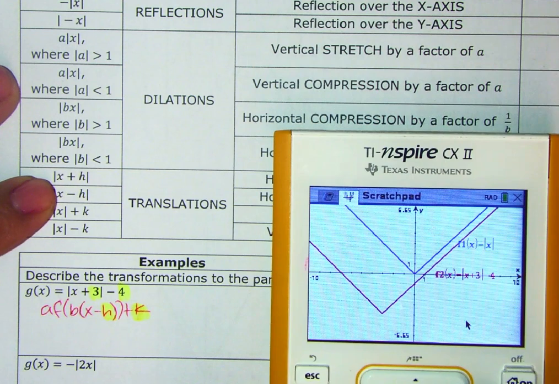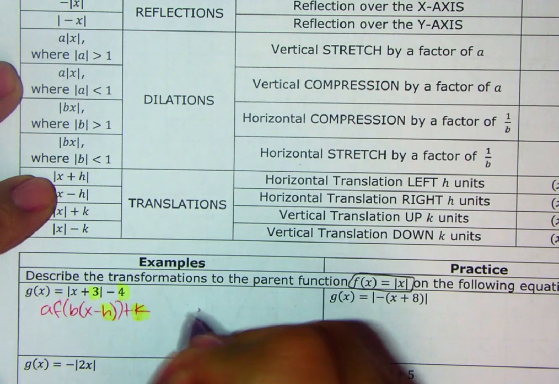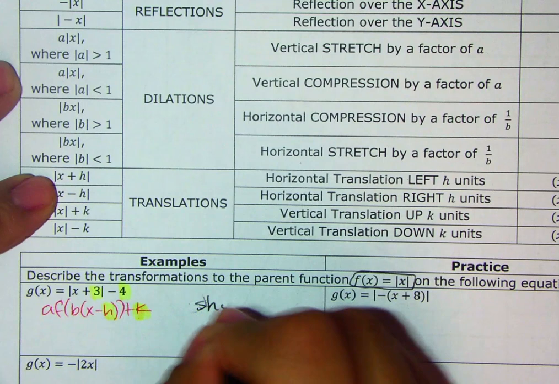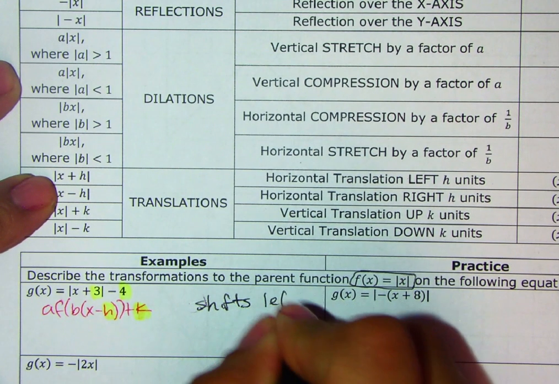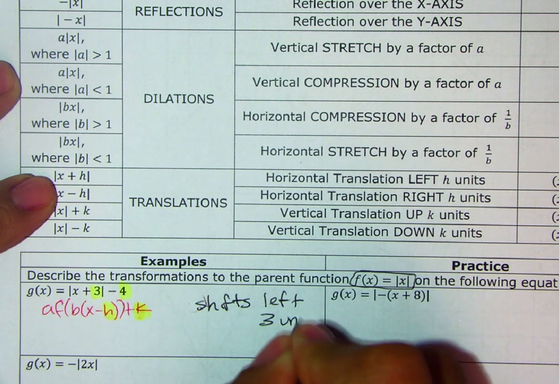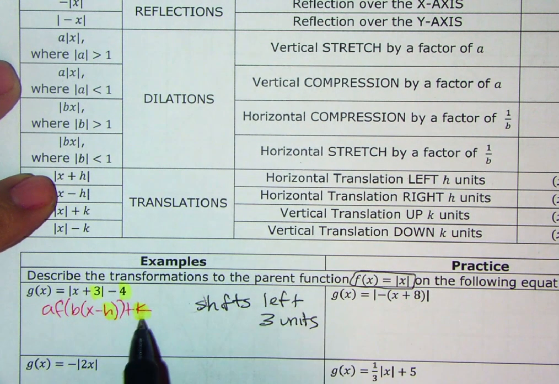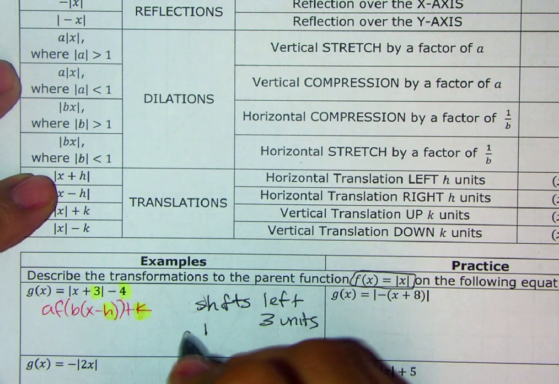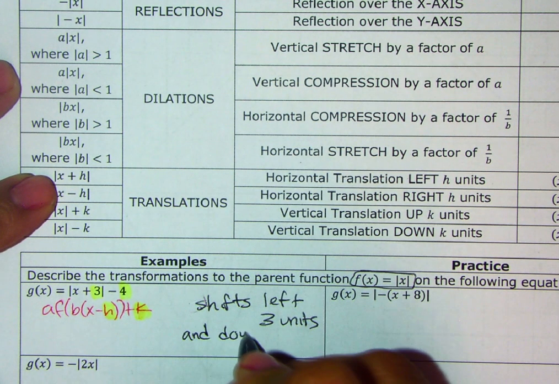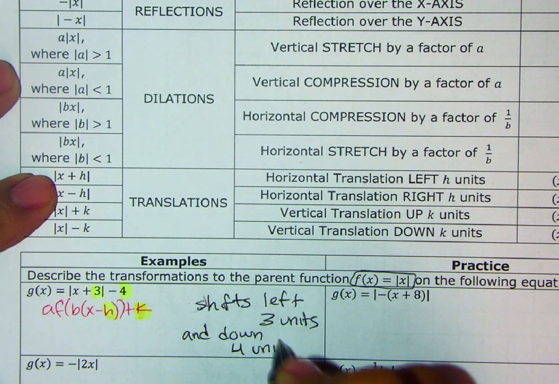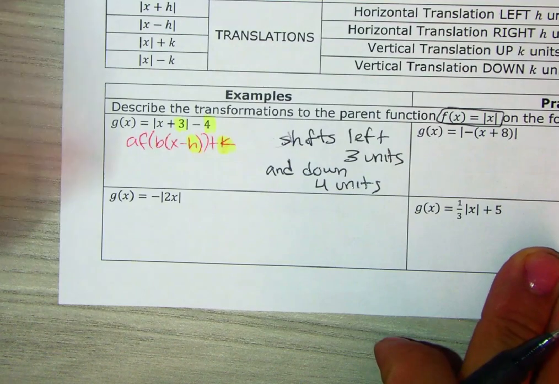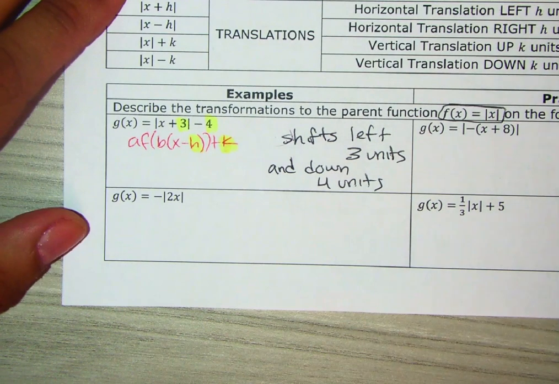So yes, definitely that h affected by moving left or right. The graph shows us left. So we're going to say that it shifts left 3 units. And then the k is telling us negative 4, so that's going to say and down 4 units. And that's it. That's the transformation description for that first problem. All right, so let's try the next one.